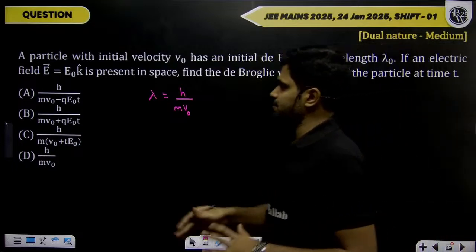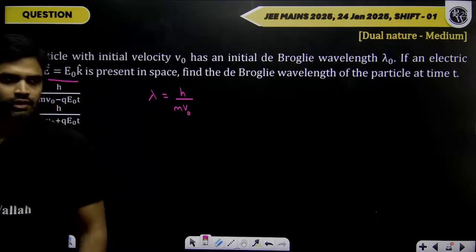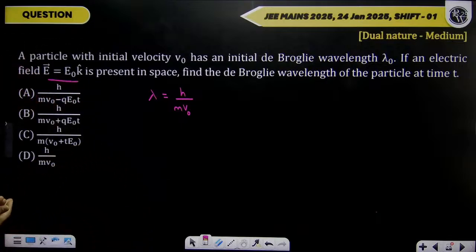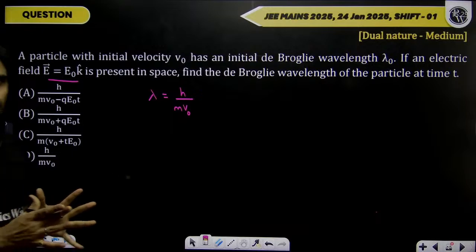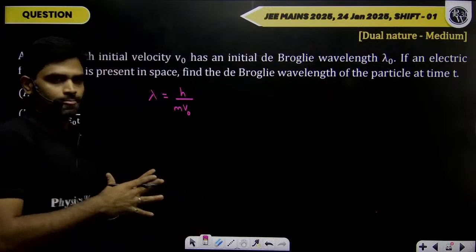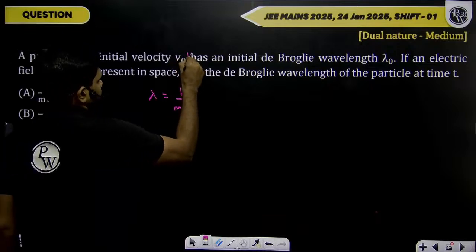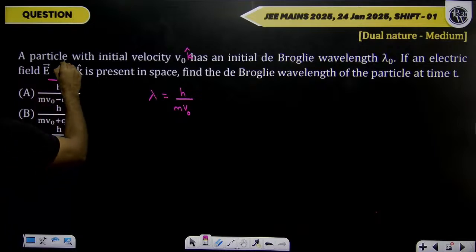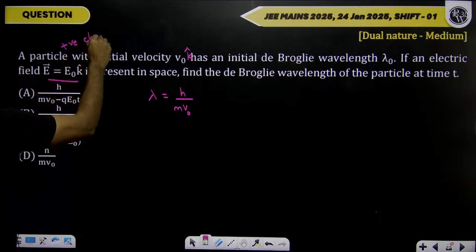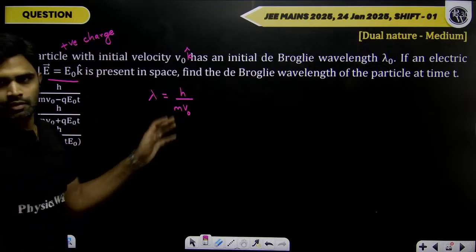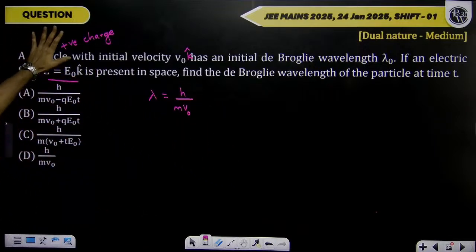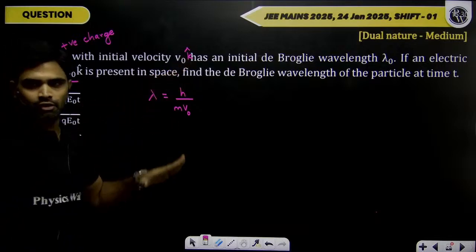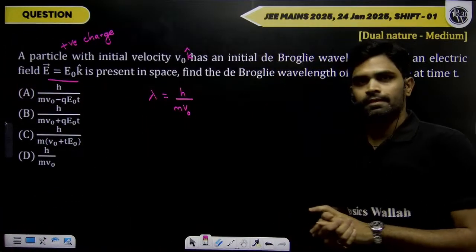The particle is experiencing a field of E naught, and they didn't mention whether the charge is positive or whether the velocity is in the direction of the field. Yes, some information is missing in this question. Let us assume the field is along k cap and the charge is positive. I am making the assumption that this is a positive charge and the initial velocity is along k cap.